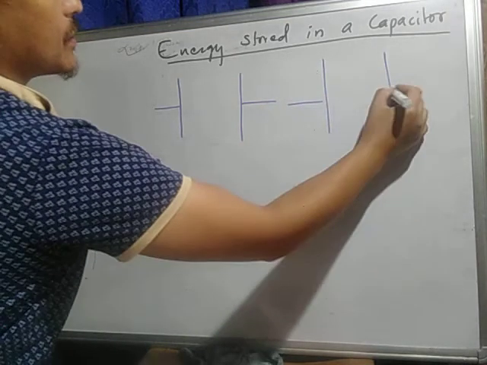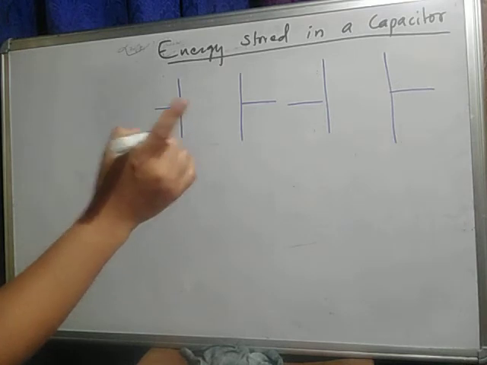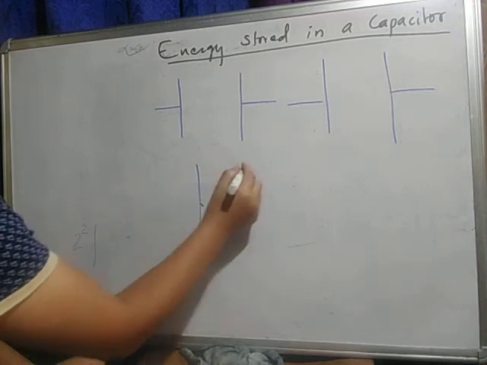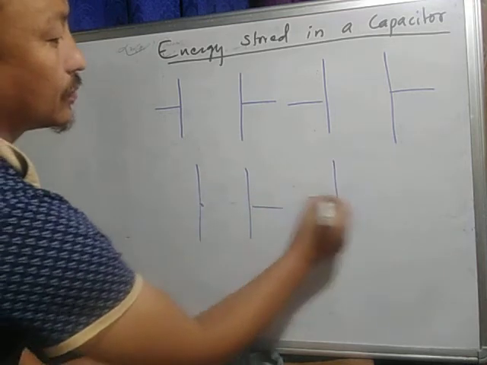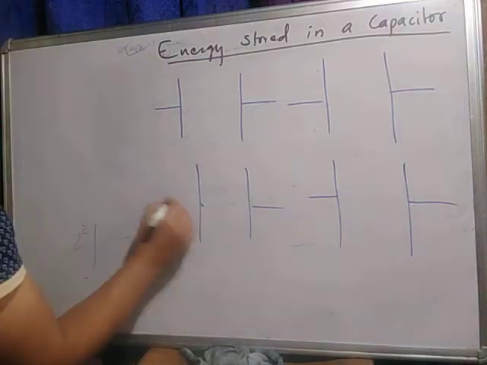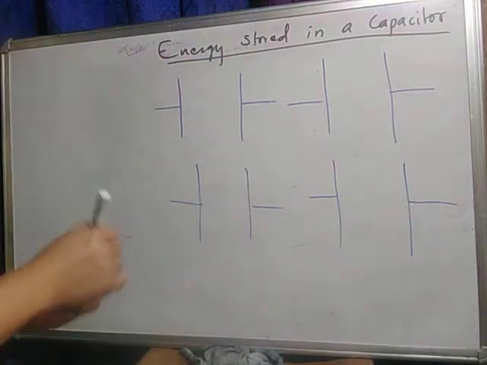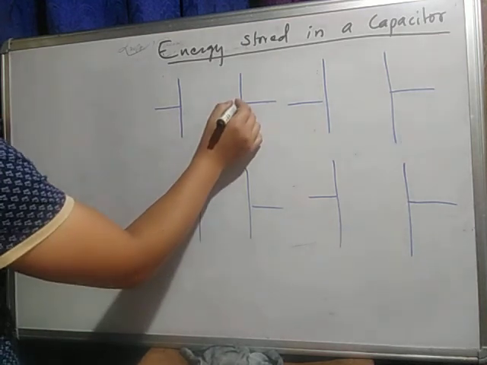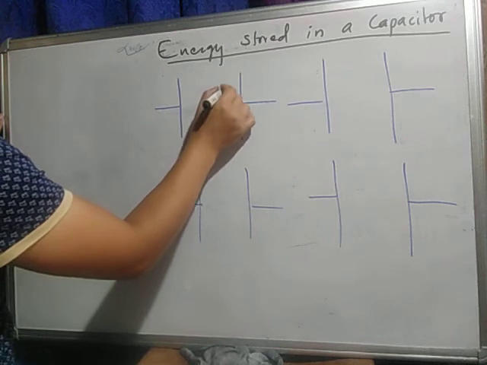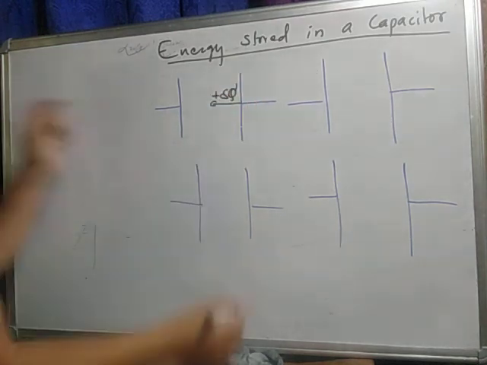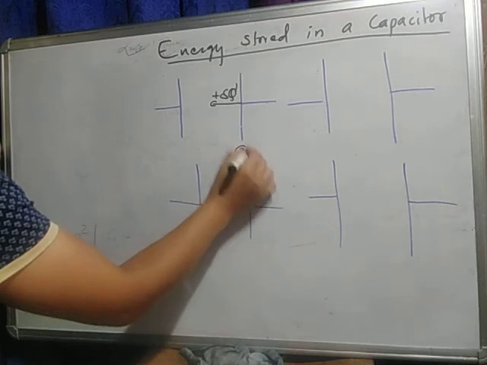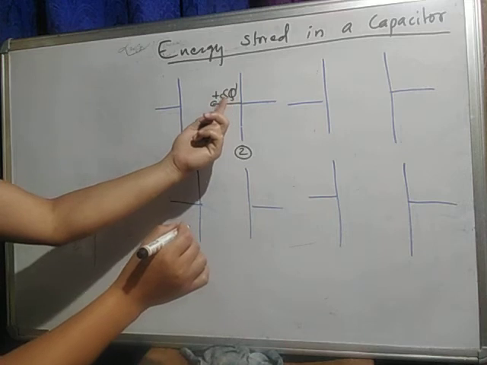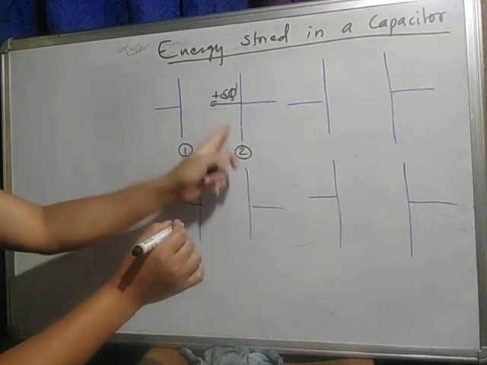So these are the capacitor. Try to understand. First listen carefully, then only you'll understand. So first what I'll do, let me move or bring a small positive charge from plate 2 to 1. I'm bringing a small del q positive charge from second plate to first plate.